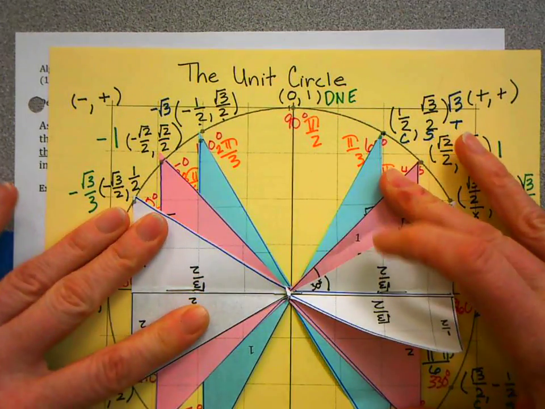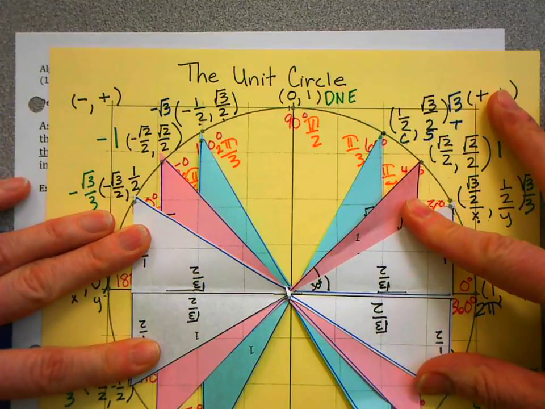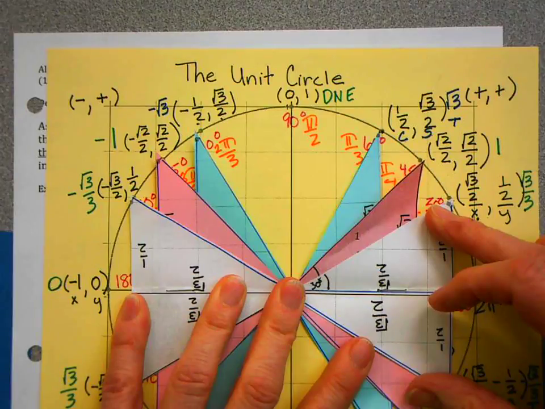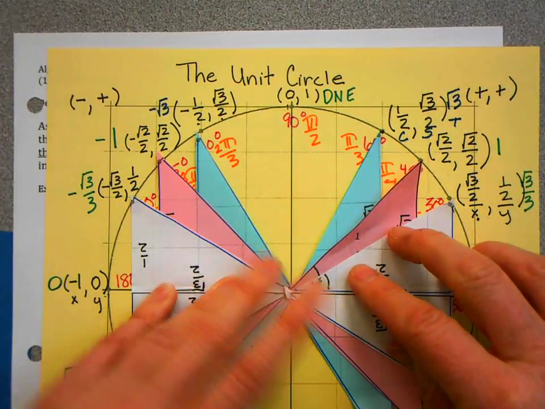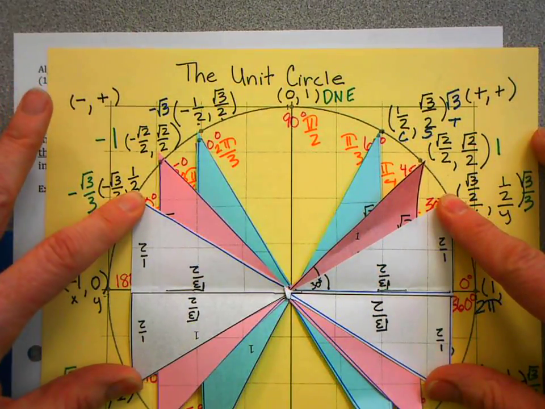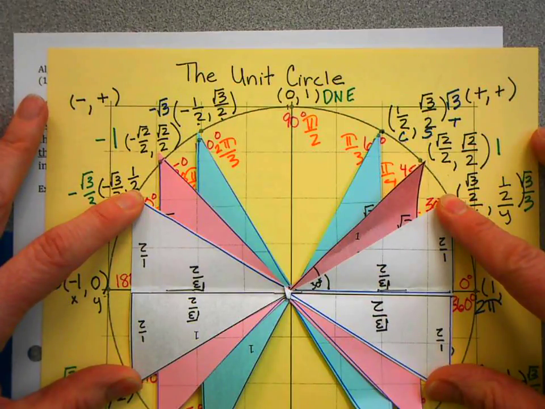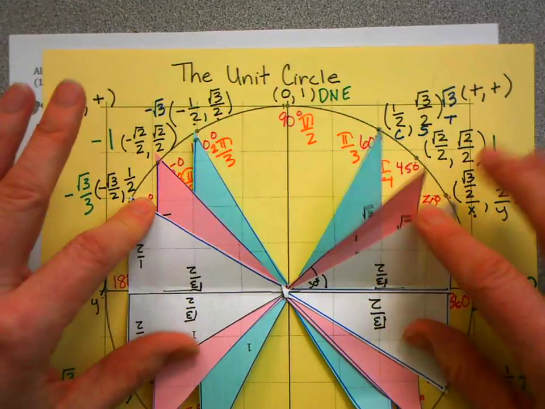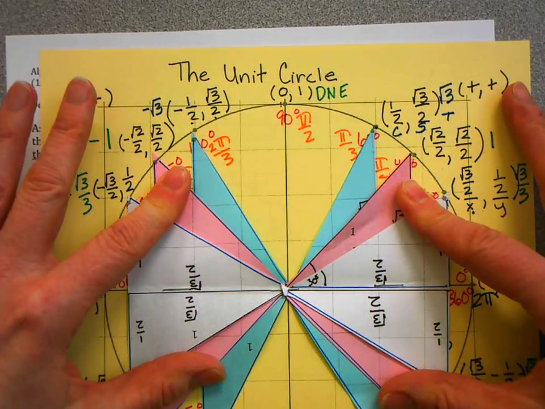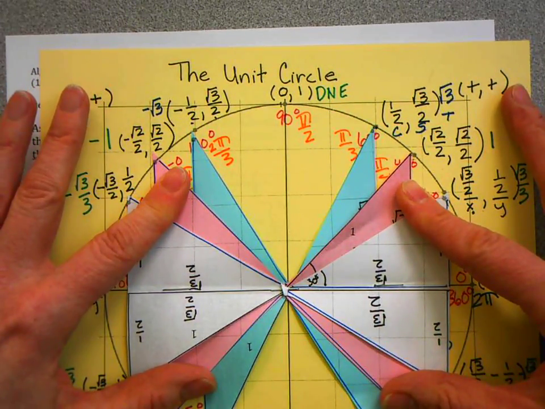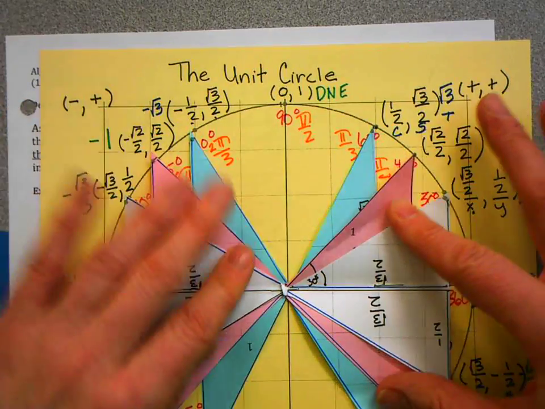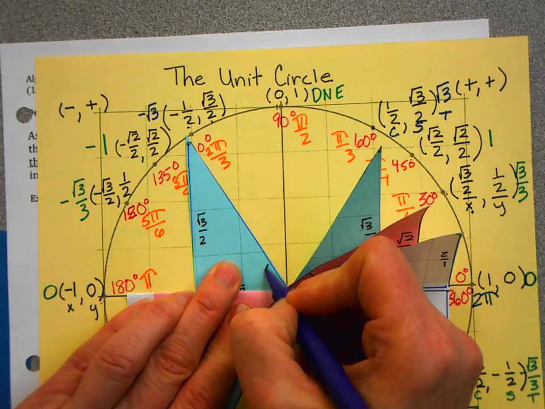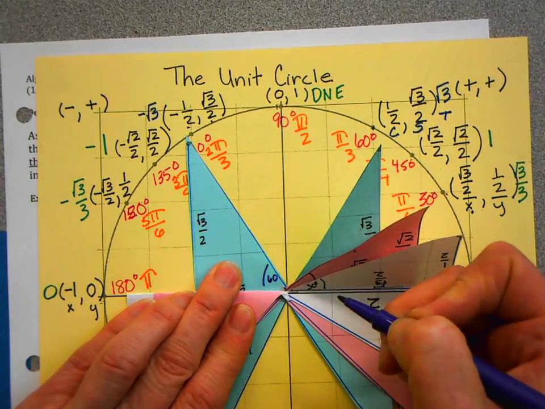The white ones are 30-degree angles in every quadrant, the angle that the vector makes with the x-axis. So the white are your 30-degree reference angles, the blue are your 45-degree reference angles. Excuse me, the pink are your 45-degree reference angles, and the blue triangles make a 60-degree angle with the horizontal.